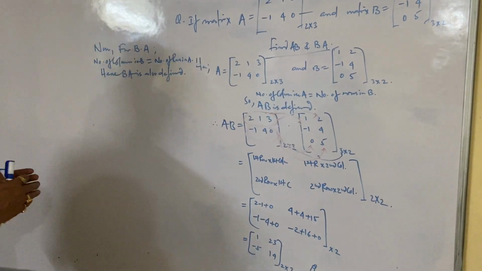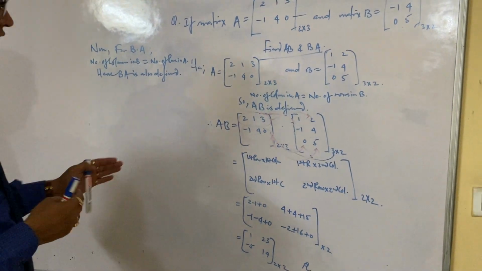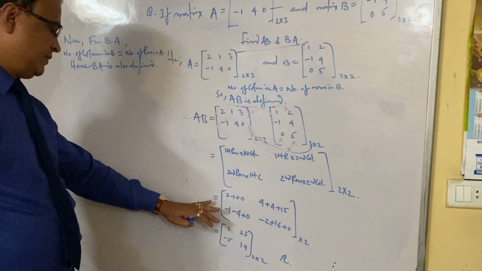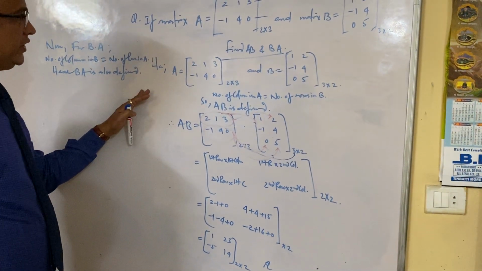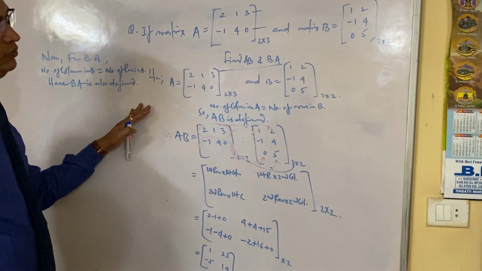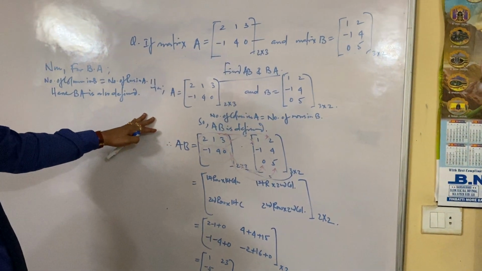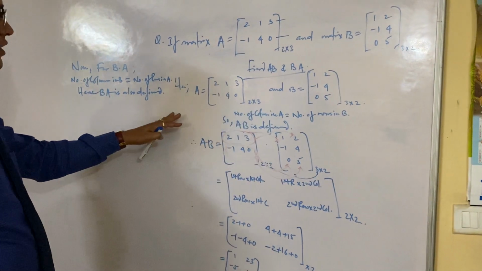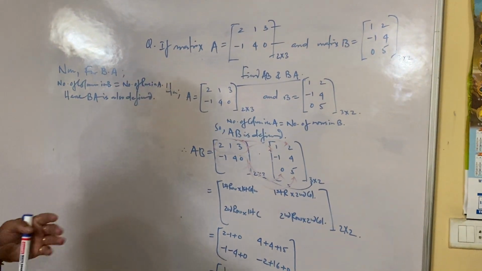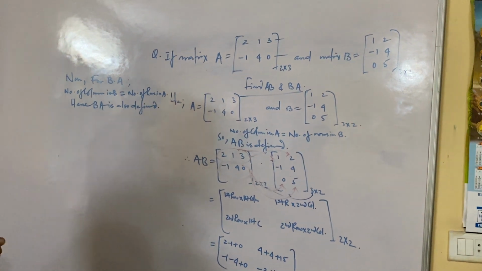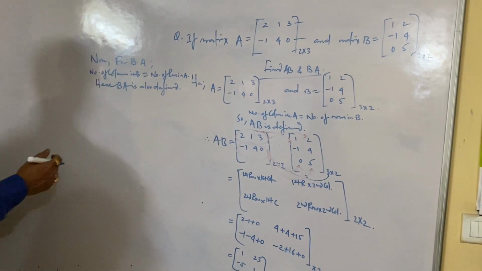I have taken the example here keeping that in mind. If we calculate the values of A into B, we get a final matrix of 2 by 2. At the same time, we calculate BA, and we get a 3 by 3 matrix. We can understand AB is 2 by 2, but BA is becoming a 3 by 3 matrix, which proves A into B is not equal to B into A.